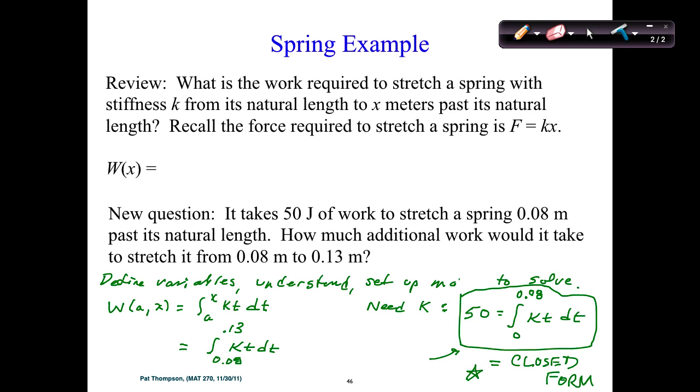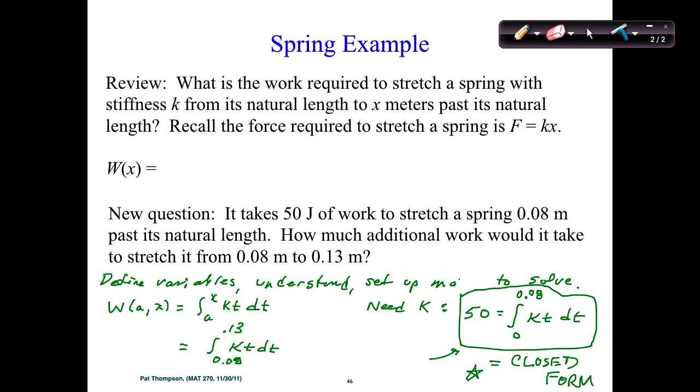Even a graphing solution would be difficult, or not straightforward here, to figure out what the constant is inside the integral there. Okay, so even graphing it here would take some ingenuity. It's not straightforward. Questions on that? But this is what determines k, and once we have k, then we can put k in here and figure out the work to go from 0.08 to 0.13.